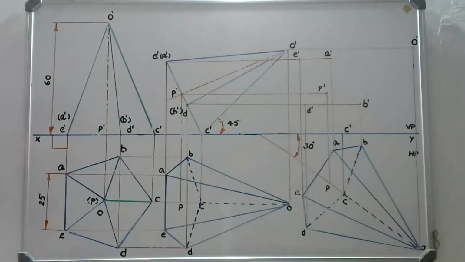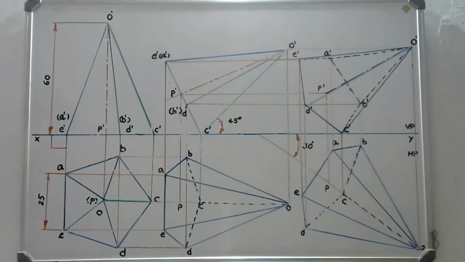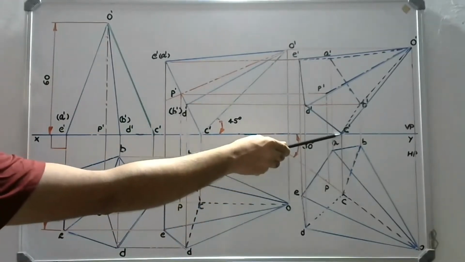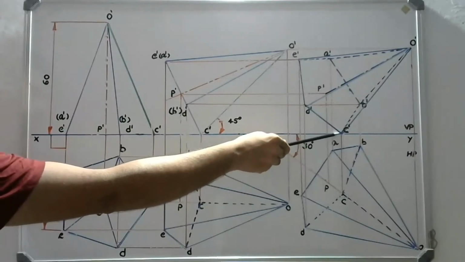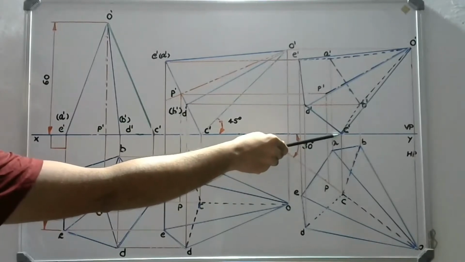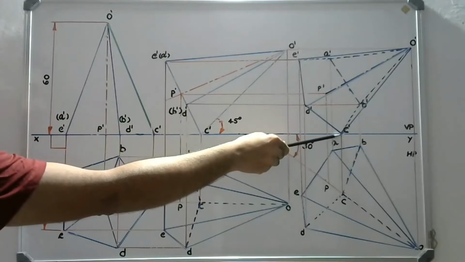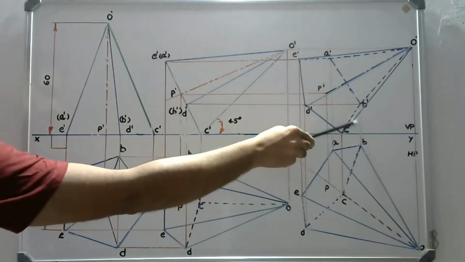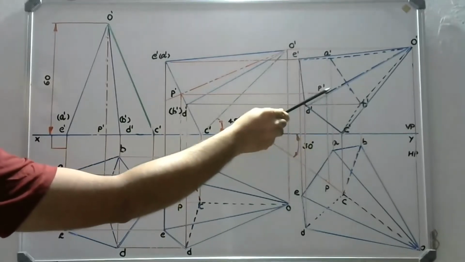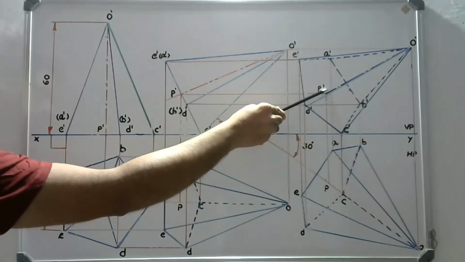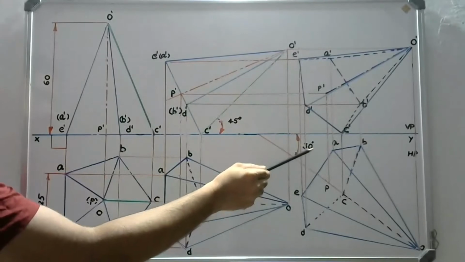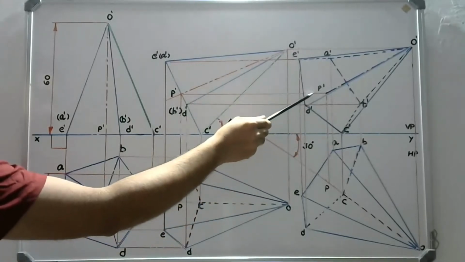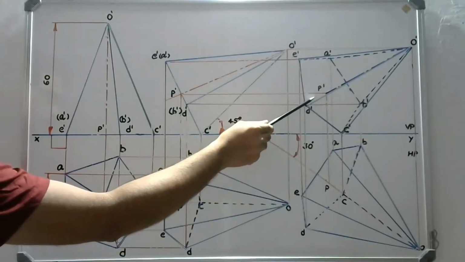Let's complete the front view diagram. We go to the final front view. Base corner C dash is resting. Slant edge from that base corner, C dash O dash, is inclined to 45 degrees. Axis P dash O dash is inclined to 30 degrees. All conditions are satisfied in the final front view.